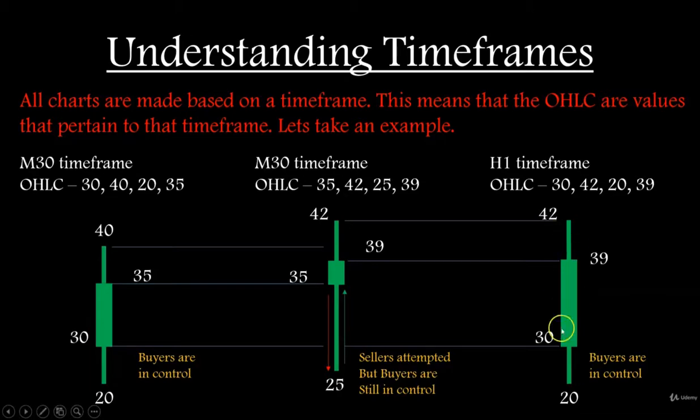So this candlestick says buyers are in control. Here we can see that there was a struggle between the buyers and the sellers, but the buyers eventually succeeded. And even on this candle, the price moved upwards, which is why it is a green candle.